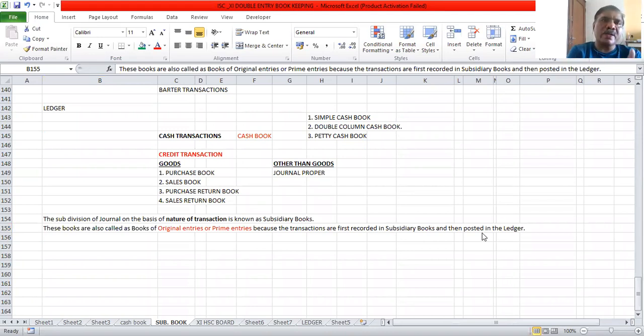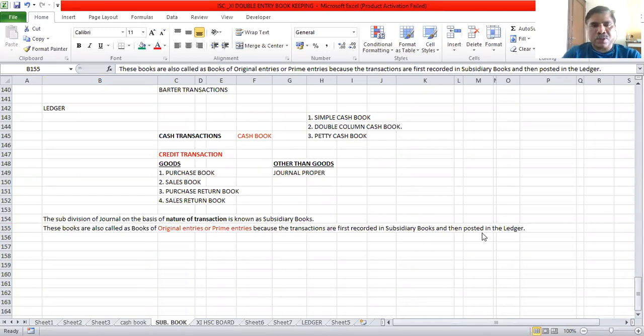Just as we did posting of journal entries, similarly after writing in the subsidiary book, where do we have to post the entry? We have to post it in the ledger. Then we have to prepare the trial balance. Then at the end of the accounting year, they will be preparing the final accounts. Are you clear about this? Yes, sir.